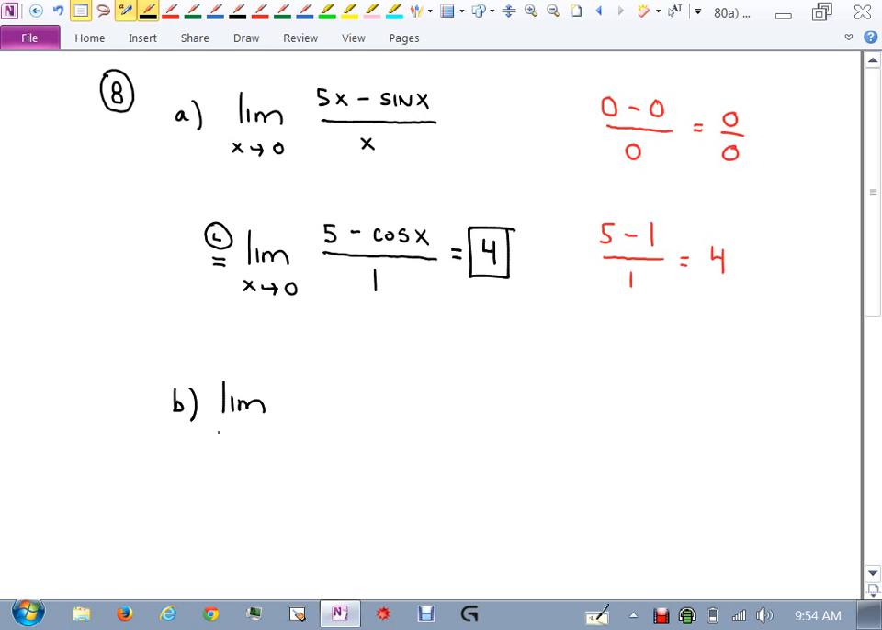Part B? Limit as x goes to infinity, 3x squared over e to the x. Hey, what's up? It's a review. There's some tacos. Yeah, go ahead. So what's going on here?